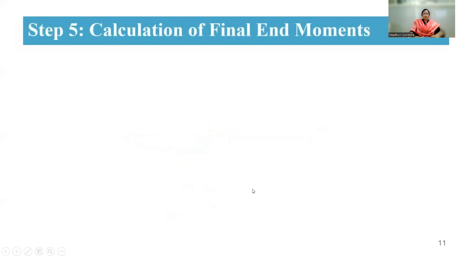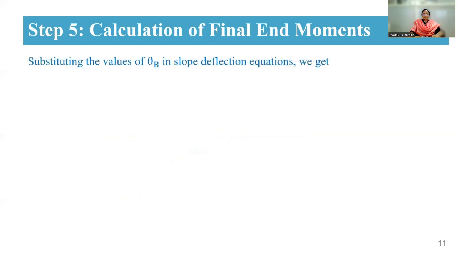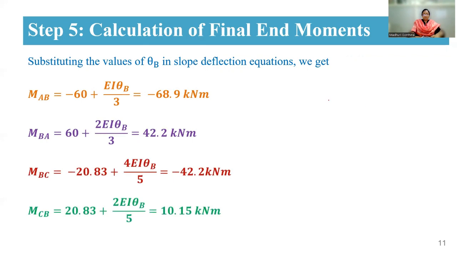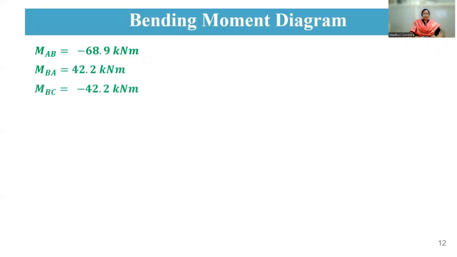Now coming to the next one, that is the calculation of your final end moments. As you got theta B as 26.7 by EI, which is in negative direction, you are going to substitute that in this MAB. You are going to get MAB as minus 68.9 kilonewton meter. Similarly MBA, MBC and MCB, using theta B equal to minus 26.7 by EI. Finally we got the final end moments. Now you are going to draw the bending moment diagram. This is your MAB minus 68.9 kilonewton meter, MBA 42.2 kilonewton meter, MBC minus 42.2 kilonewton meter, MCB that is 10.15 kilonewton meter.